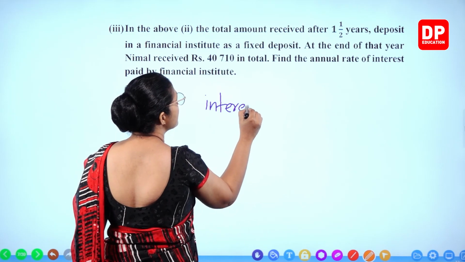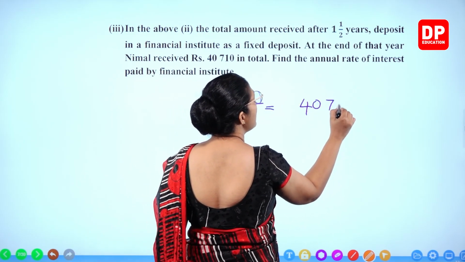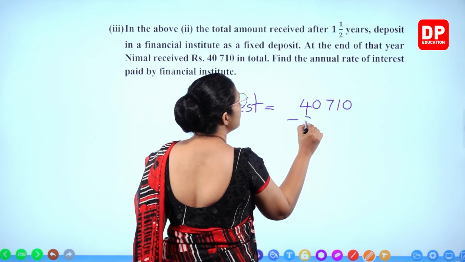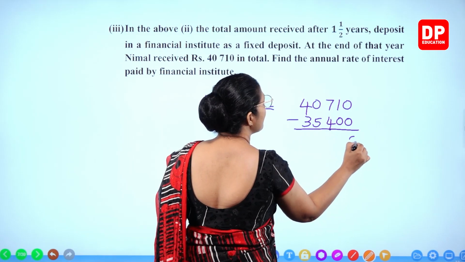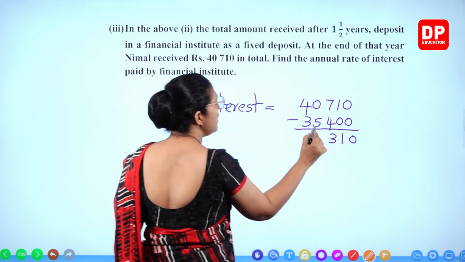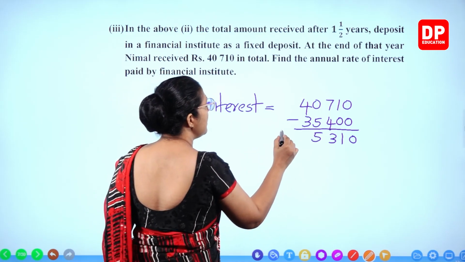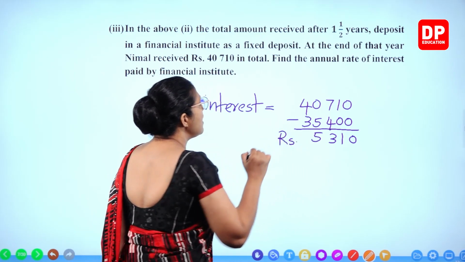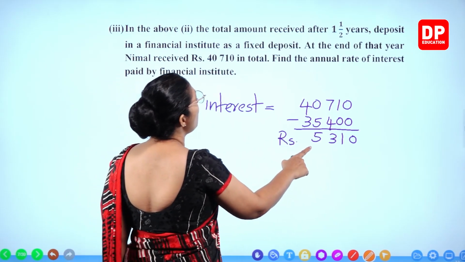So the interest is 40,710 minus 35,400. So you get 3, 5 and 5, 10. So 5,310 is the interest he received. This interest was received for 1 year.